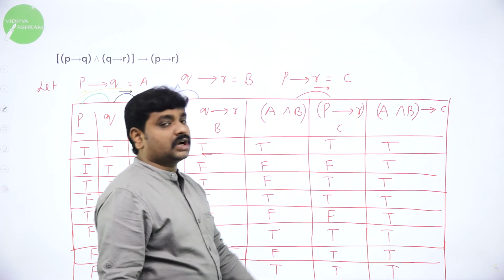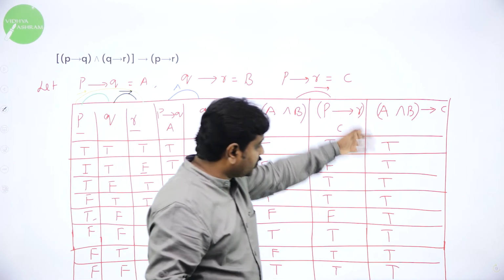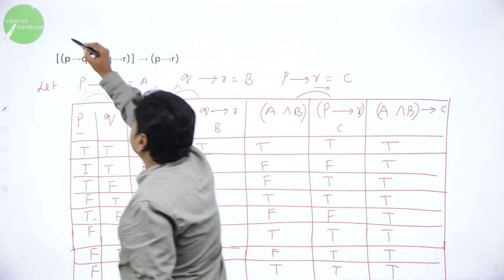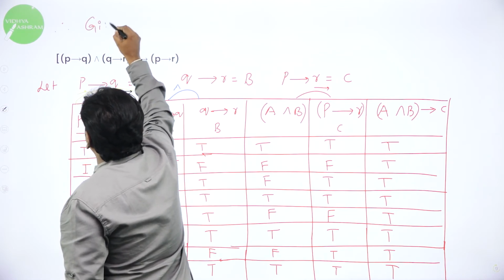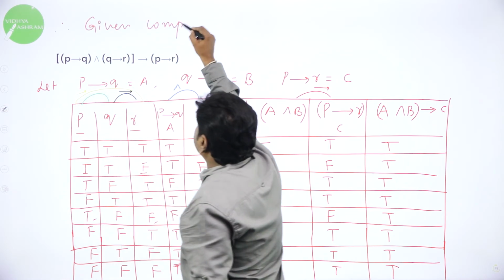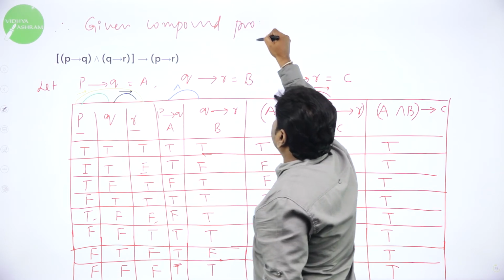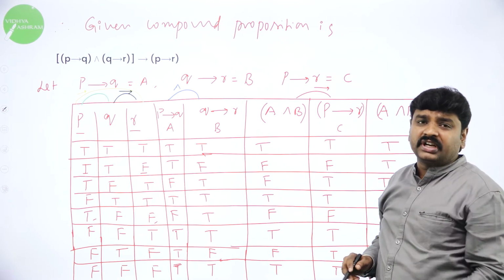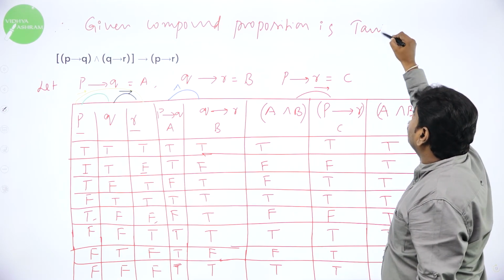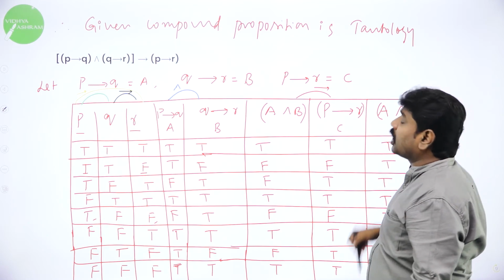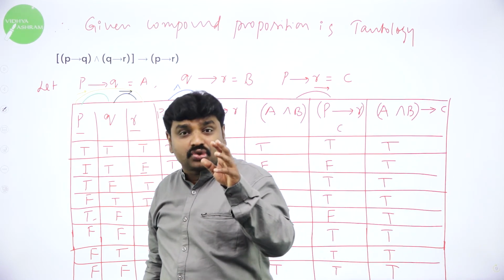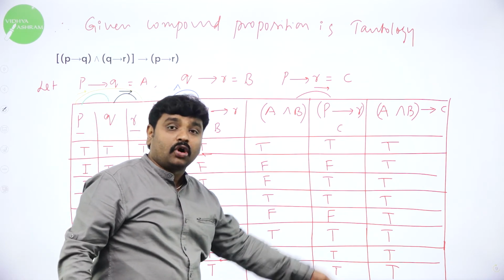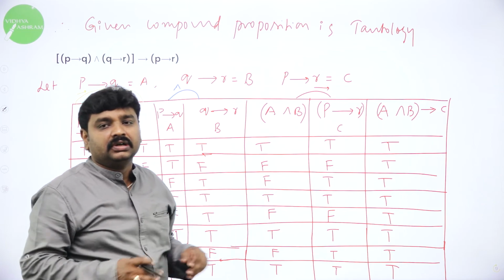Observe the last column. In the last column, we got all the values as what? True. Therefore, the given compound proposition is what? The given compound proposition is a tautology. What is meant by tautology? A compound proposition is said to be a tautology if it is true for all combinations of its truth values. It is always true. The output should always be true. That's it.